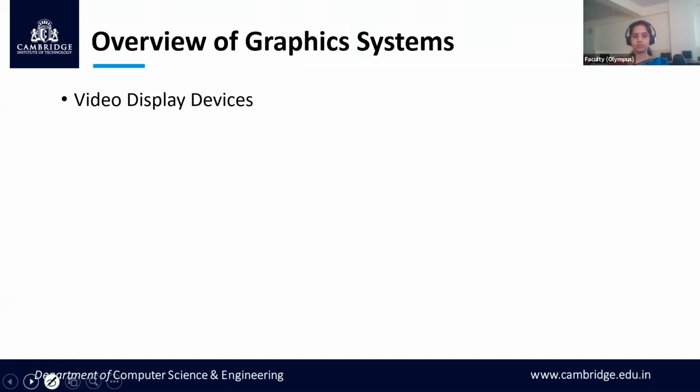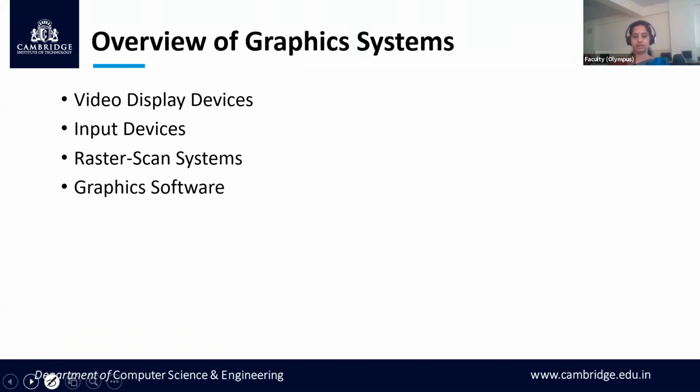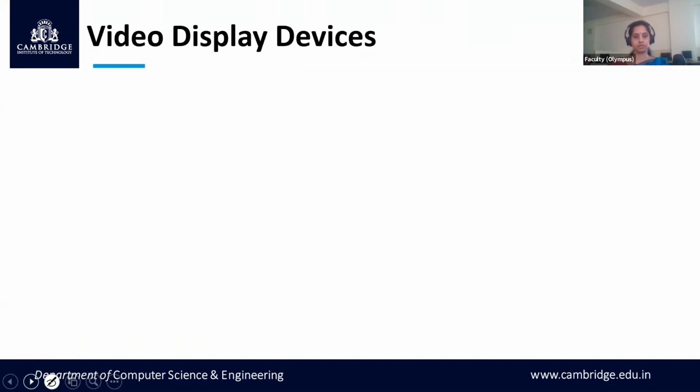Overview of graphic systems. We will talk about the video display devices, input devices, raster scan systems, and then graphic software in the third chapter. So video display devices, and how the monitors are actually set up. Because all the monitors give us graphics, that's nothing but the images and videos, which we call graphics. So how those things are designed, that we will see, which is really an interesting one.